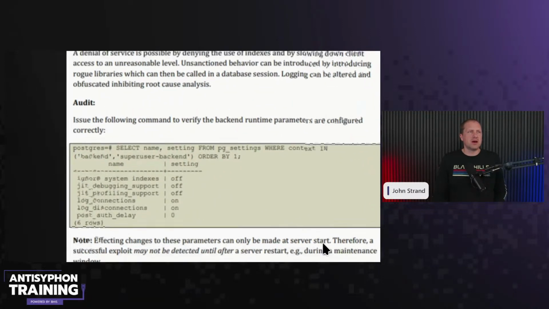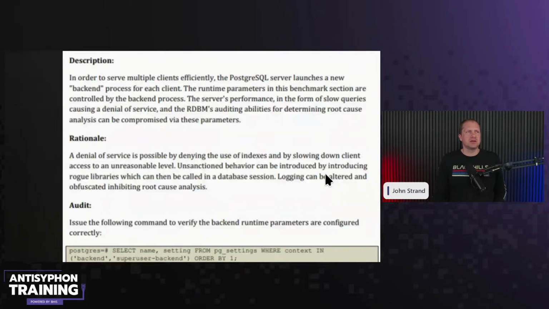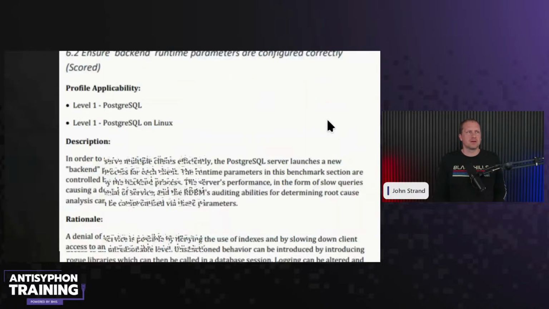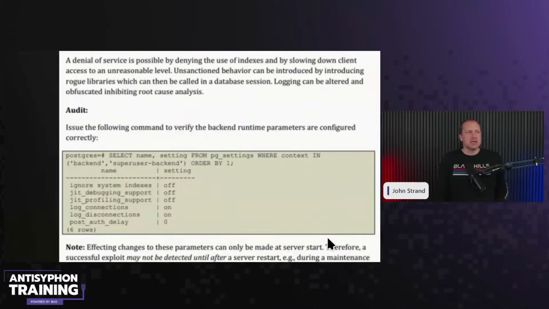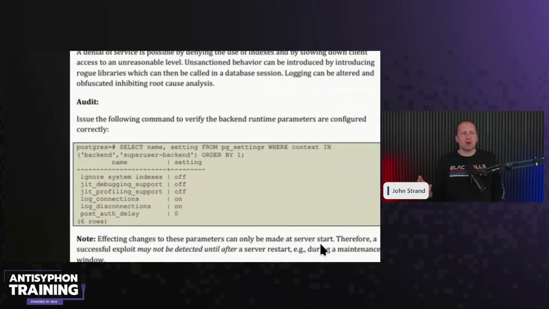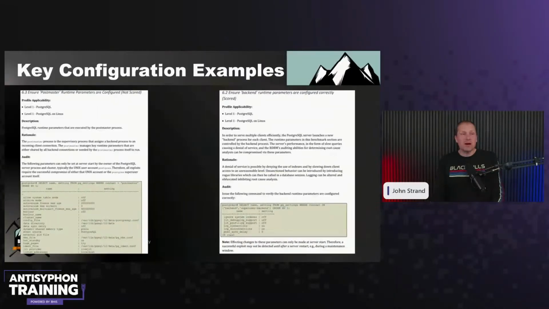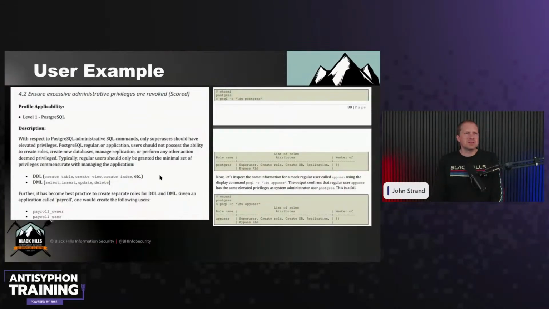Here's another one. What is this one? It is backend runtime parameters are configured properly. Excellent. So now I can see if there's debugging support, profiling support, long connections, and how I can actually set up authentication delays to try to secure that as well. Awesome. This is all just reading the manual. We got more. What is this one?